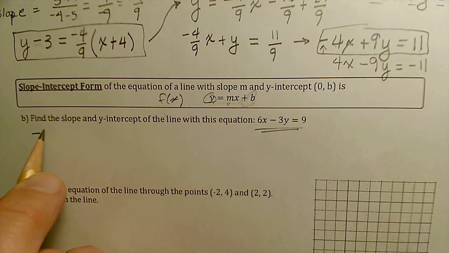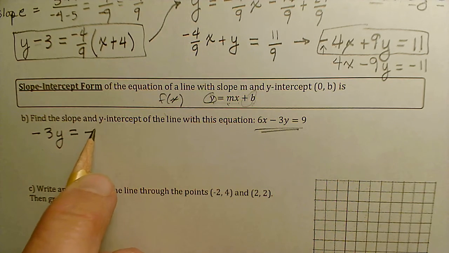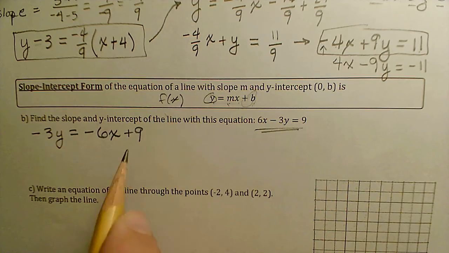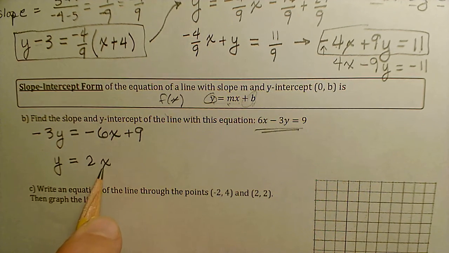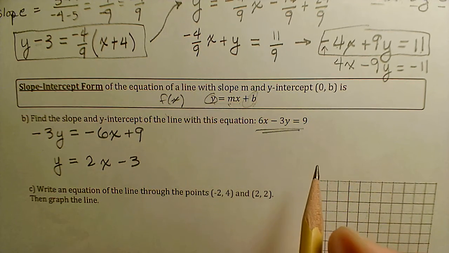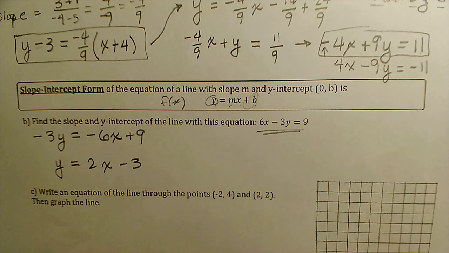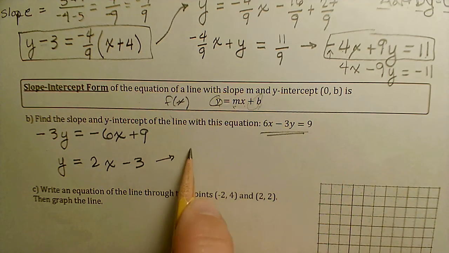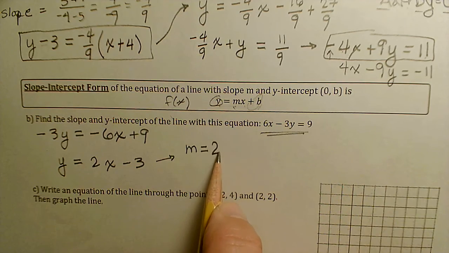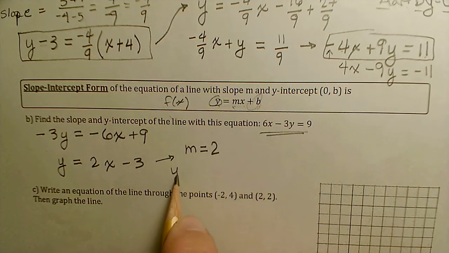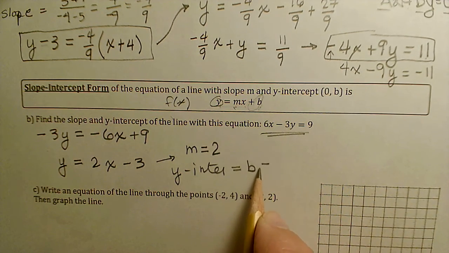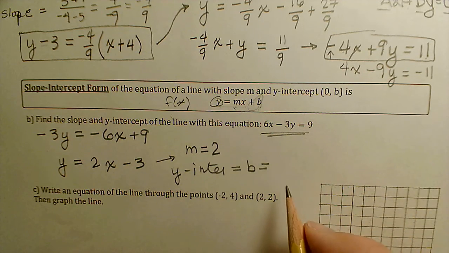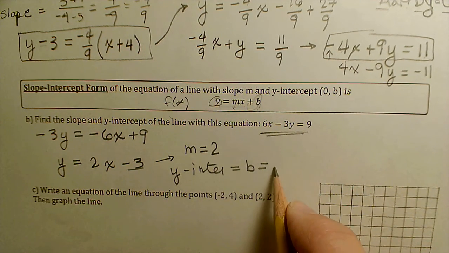I'm going to start way over here. Negative 3y is equal to negative 6x plus 9. So I subtracted 6x from both sides. Now let's divide through by negative 3, so y is equal to 2x minus 3. And since we have that, we can very quickly say that the slope, m, is 2, and that the y-intercept, if we call that b, which is what we generally use, is this thing here, negative 3.